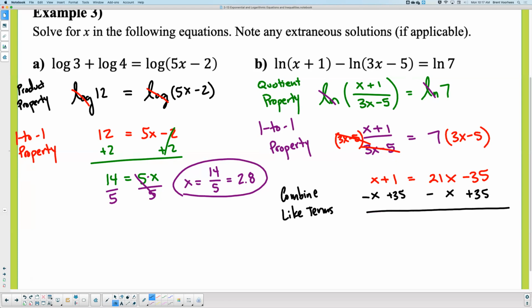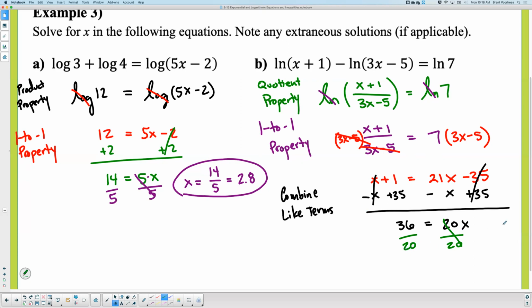And so what do we end up with? Well, let me simplify that out of there. What's 1 plus 35? 36. And then 21 minus 21x minus 1x is, okay, almost done. Last step. We divide by 20.